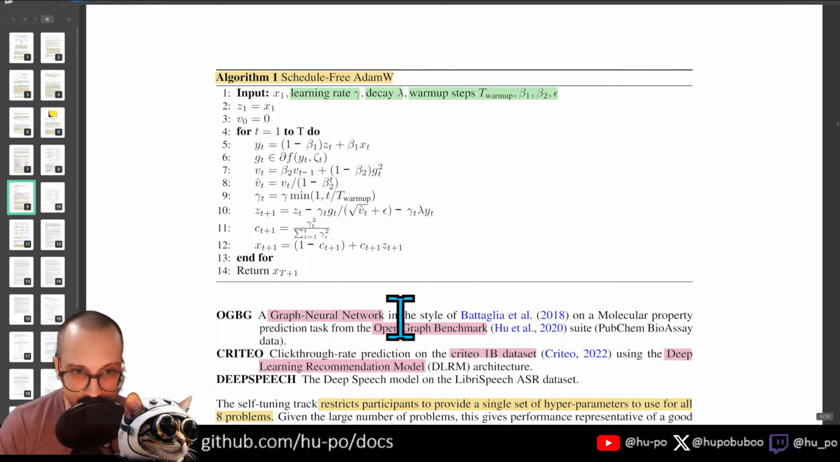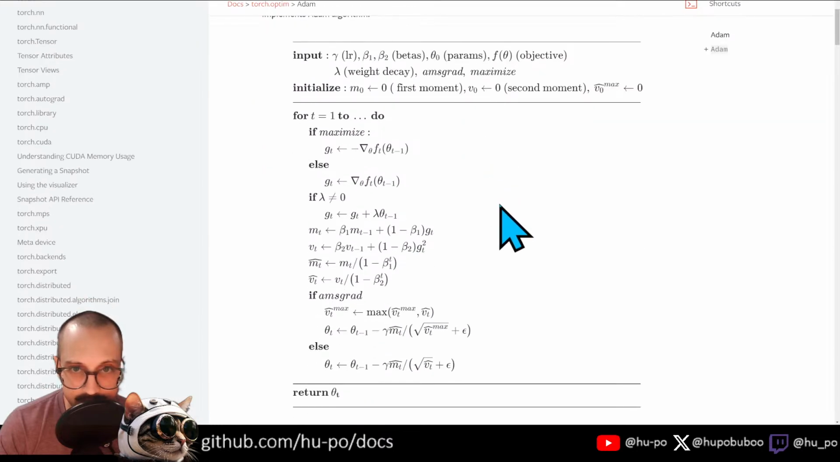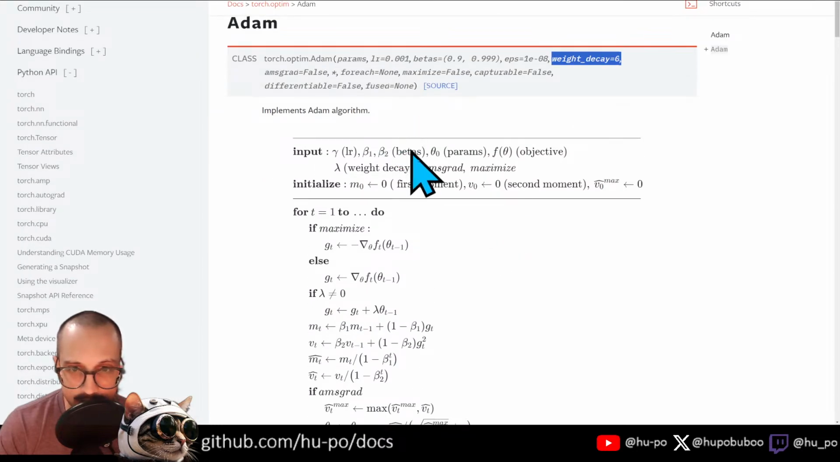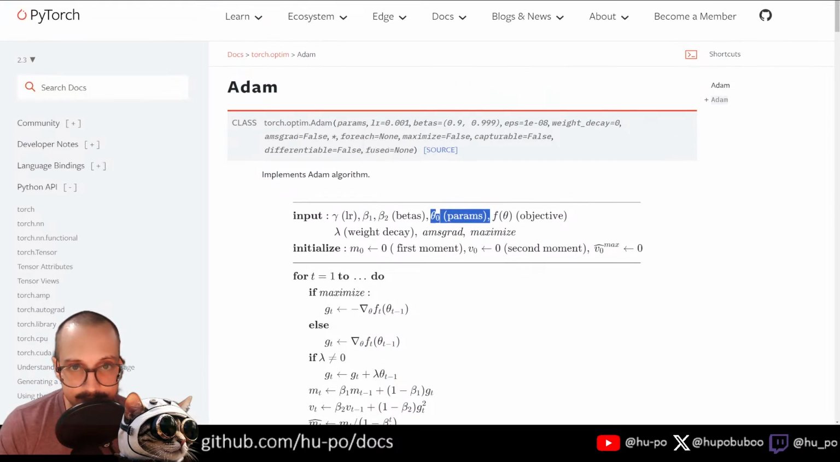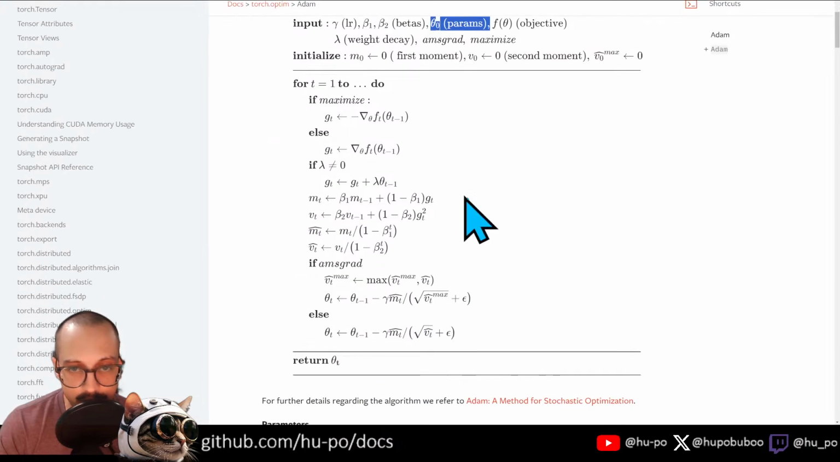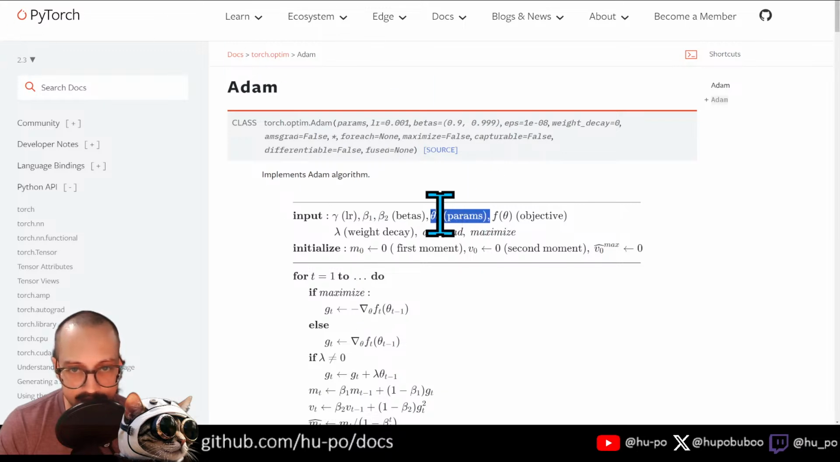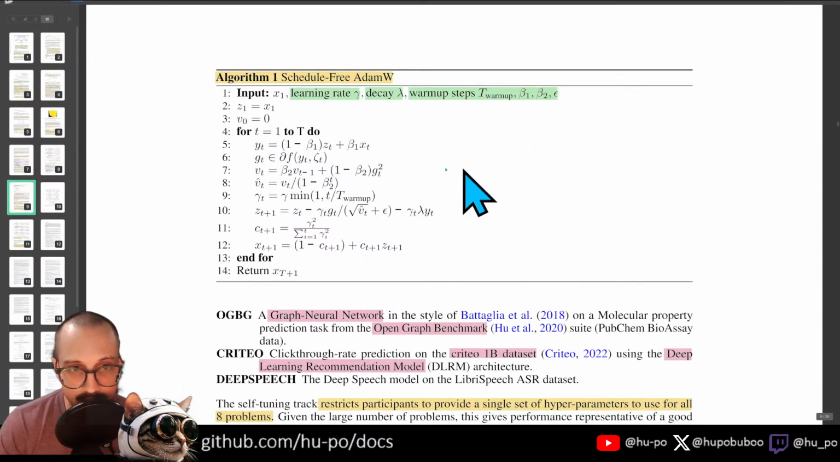Here's the actual schedule-free Adam if you want it. We could actually probably compare it to this one here. This is the Adam algorithm. But they use different notation, which is really annoying here, right? You see here in this algorithm on the PyTorch documentation, they use theta for the parameters. But in this paper, they use y, x, and z.